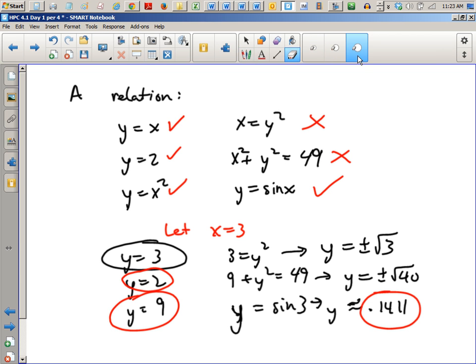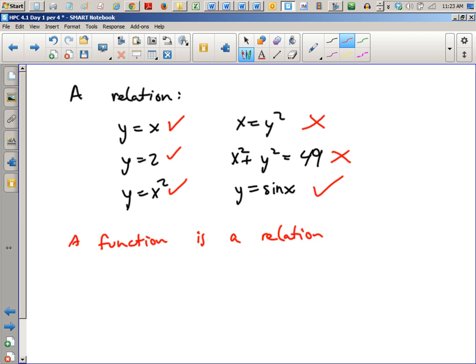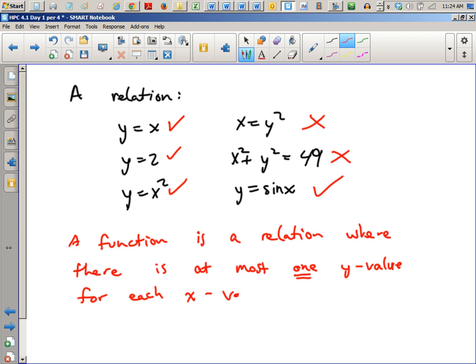So let's just write as a reminder here that a function is a relation where there is exactly one y for each x, or I should say at most one y for each x. There is at most one y value for each x value.